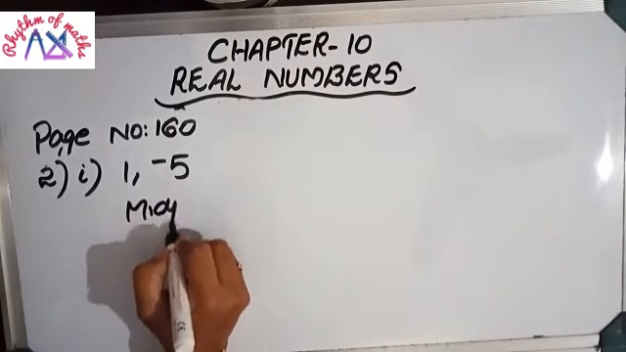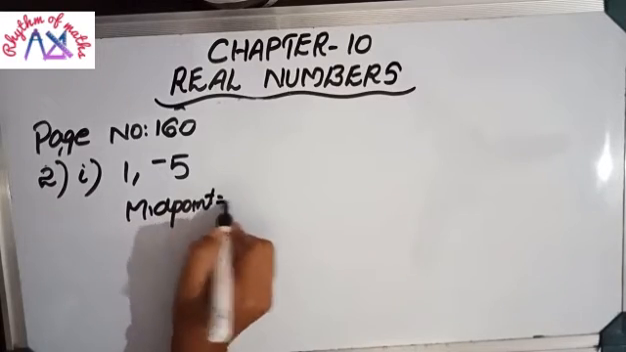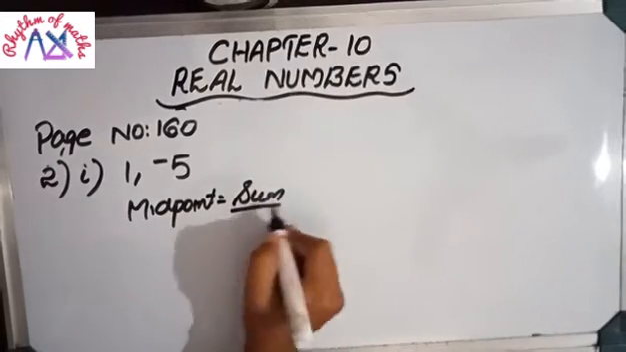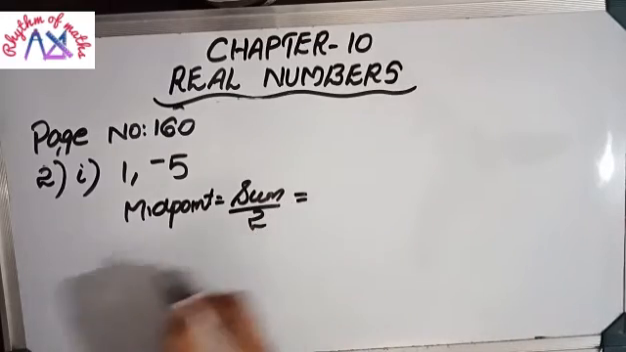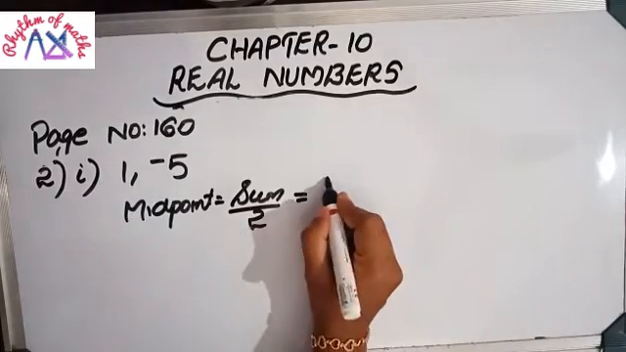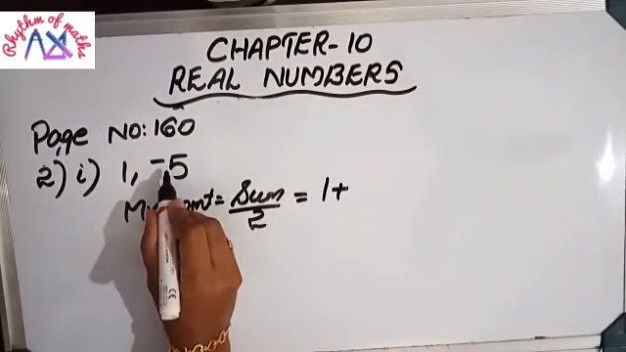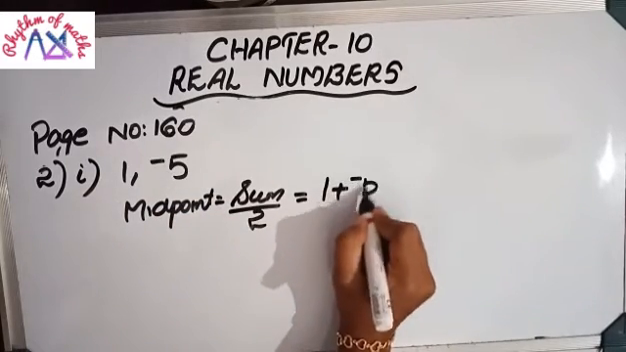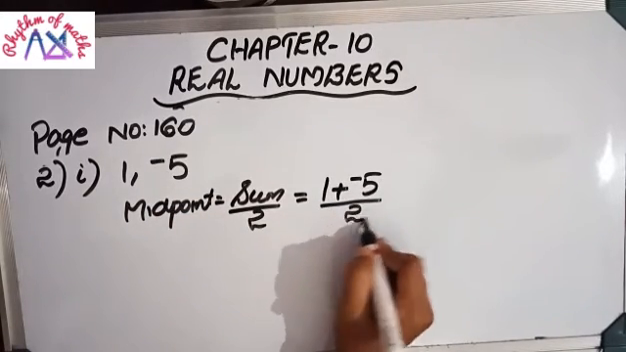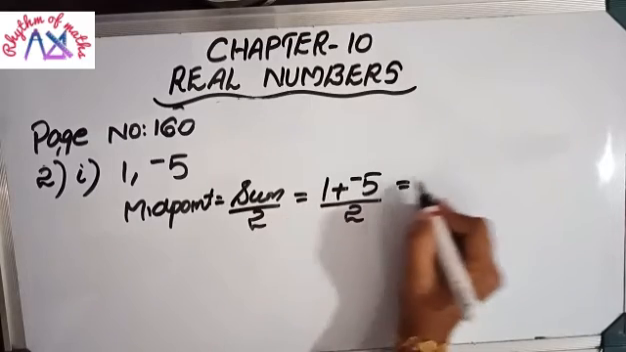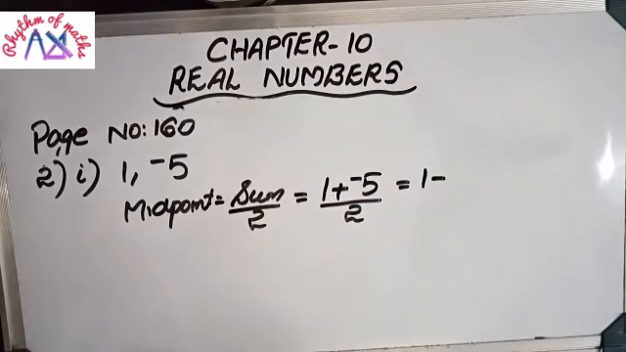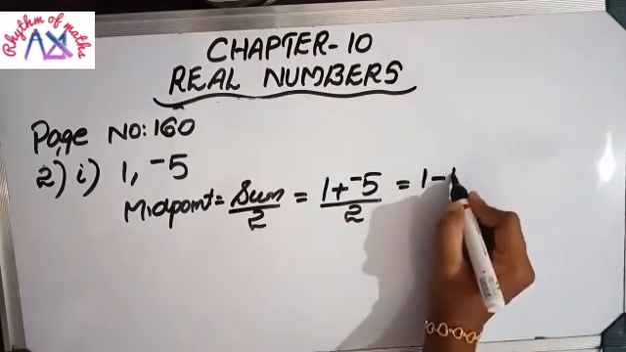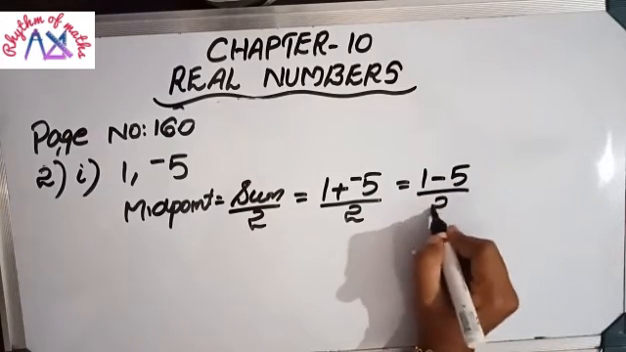So what is the equation? Midpoint equation is sum divided by 2. Sum of the given numbers divided by 2. So the first number 1 plus the second number, which is minus 5. So 1 plus minus 5 divided by 2. Positive and negative together means it is minus. Plus into negative is negative. So 1 minus 5 by 2.